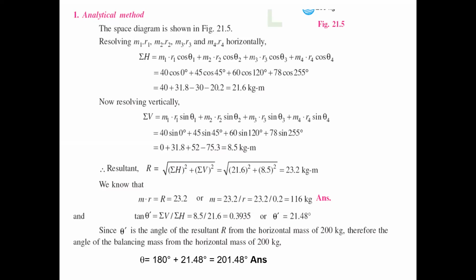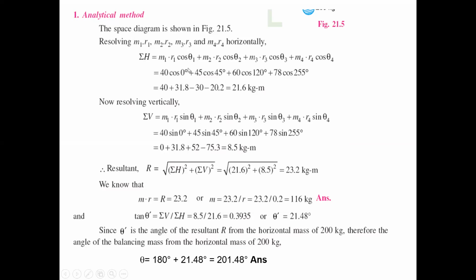We will resolve each value into two components, that is the x component and y component. The x components are the horizontal components and the y components are the vertical components. So those are written here: cos theta 1, cos theta 2, cos theta 3, cos theta 4.